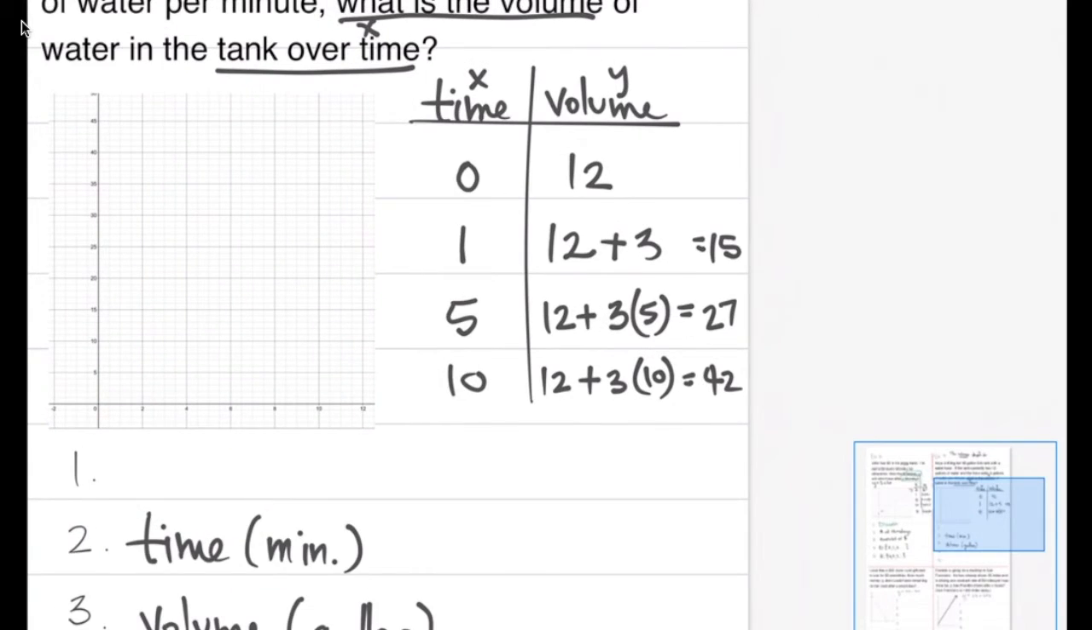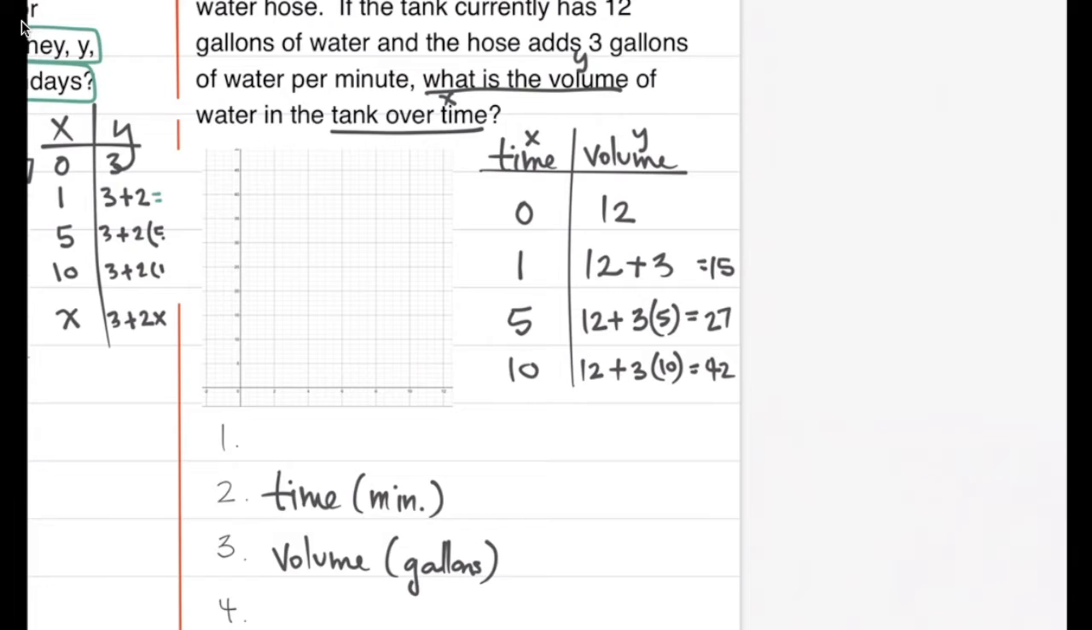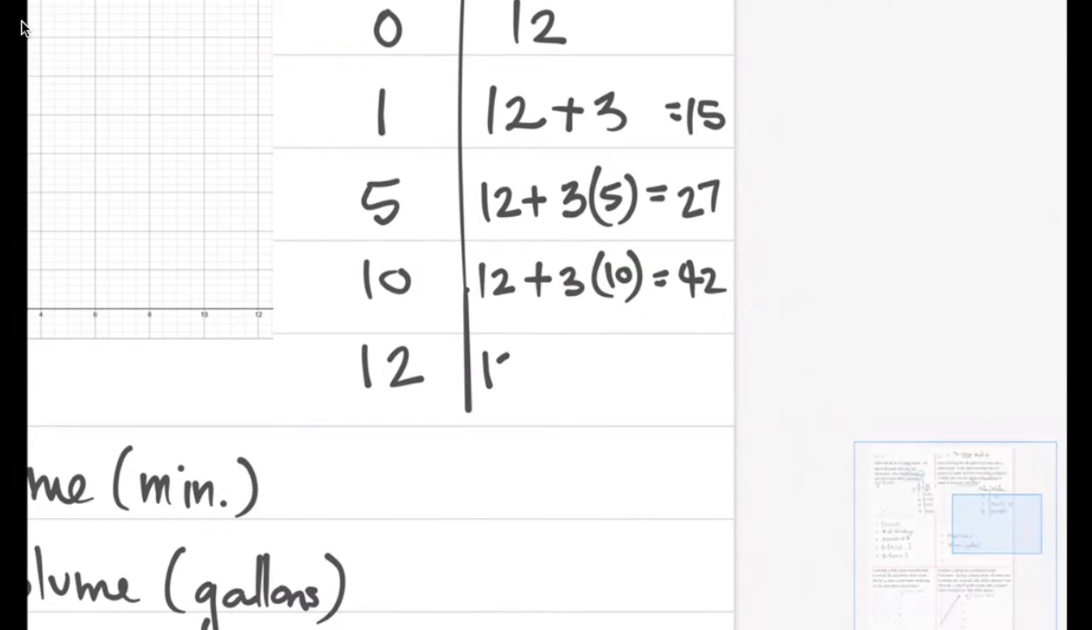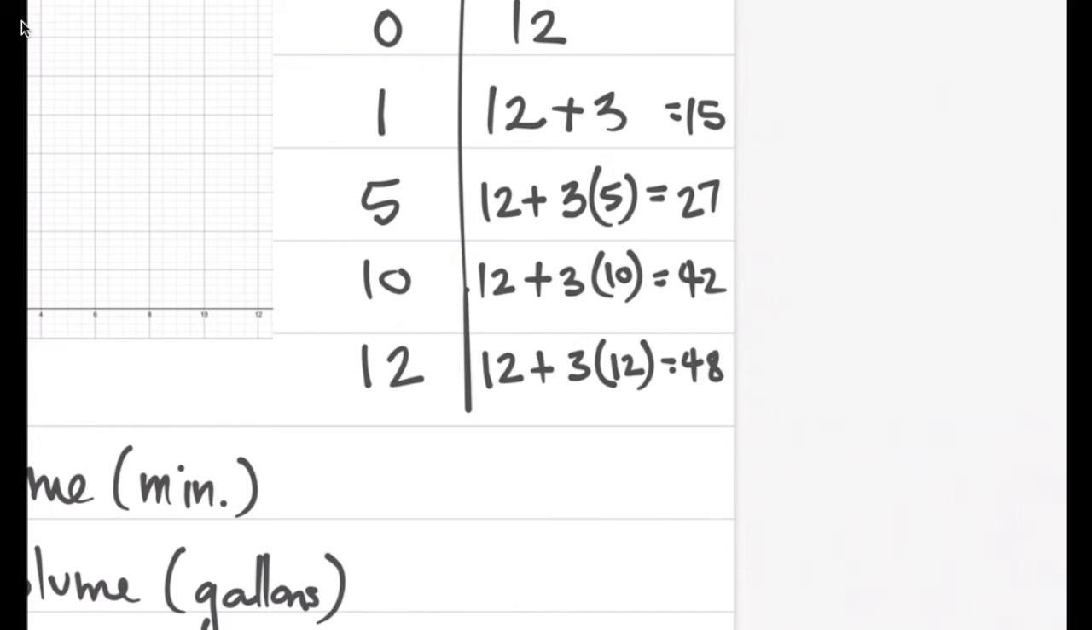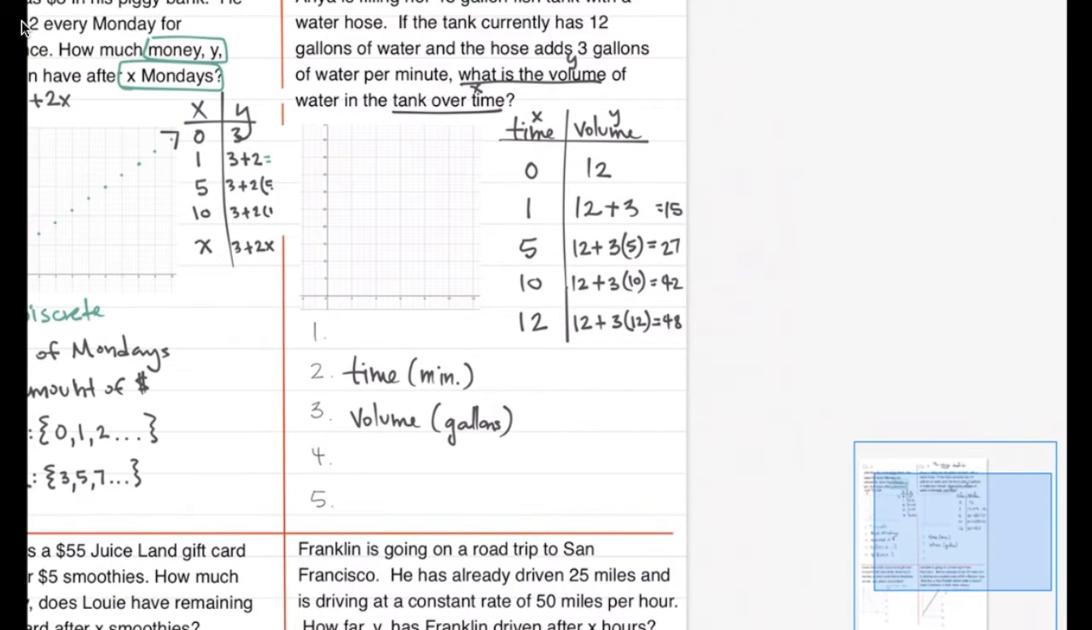And I'm actually getting close to the tank being full, so I'm going to keep going. So let's say 12 minutes. The tank starts with 12 gallons plus 3 more gallons times 12 minutes. 3 times 12 is 36. 36 plus 12 is going to give us 48. So all of this information is super helpful.